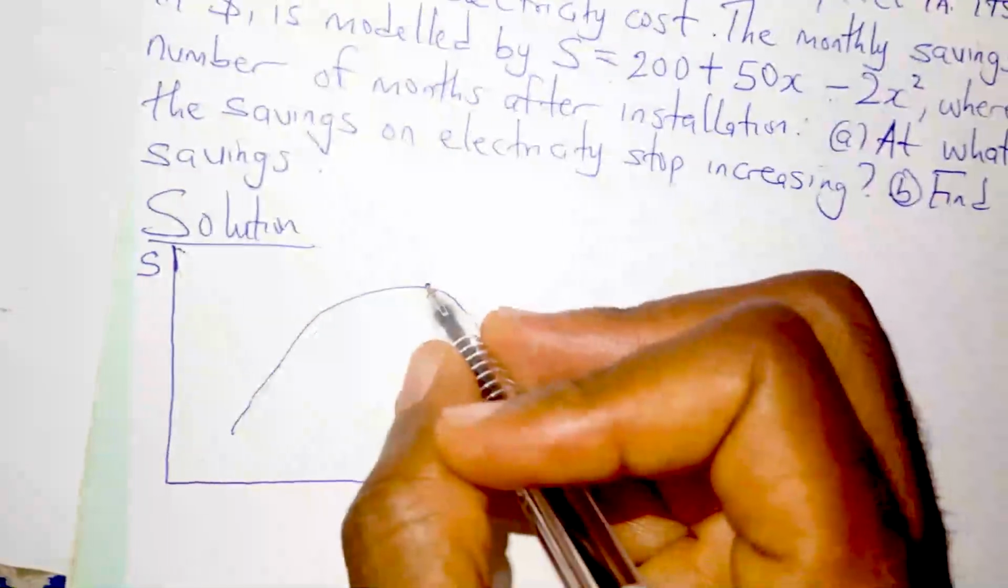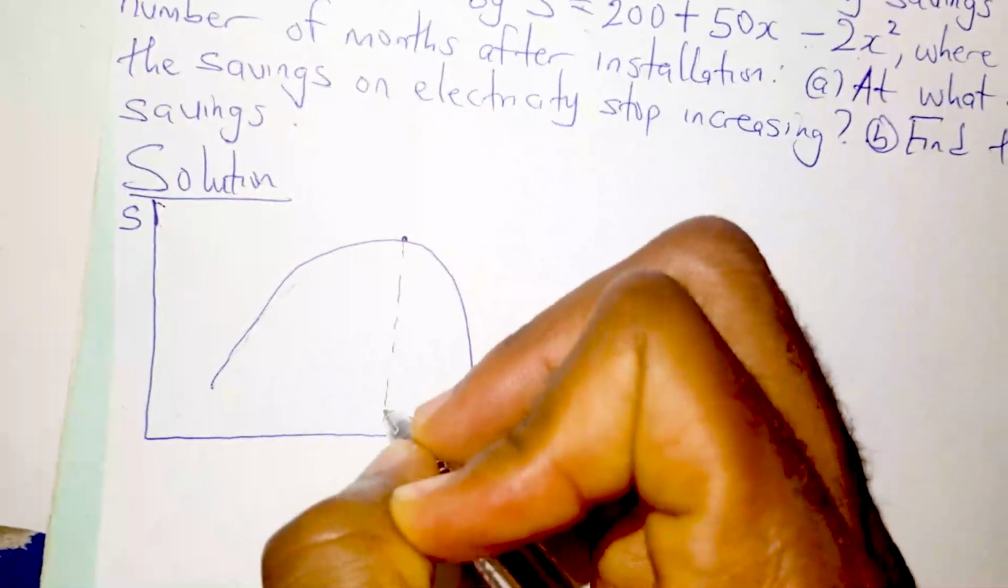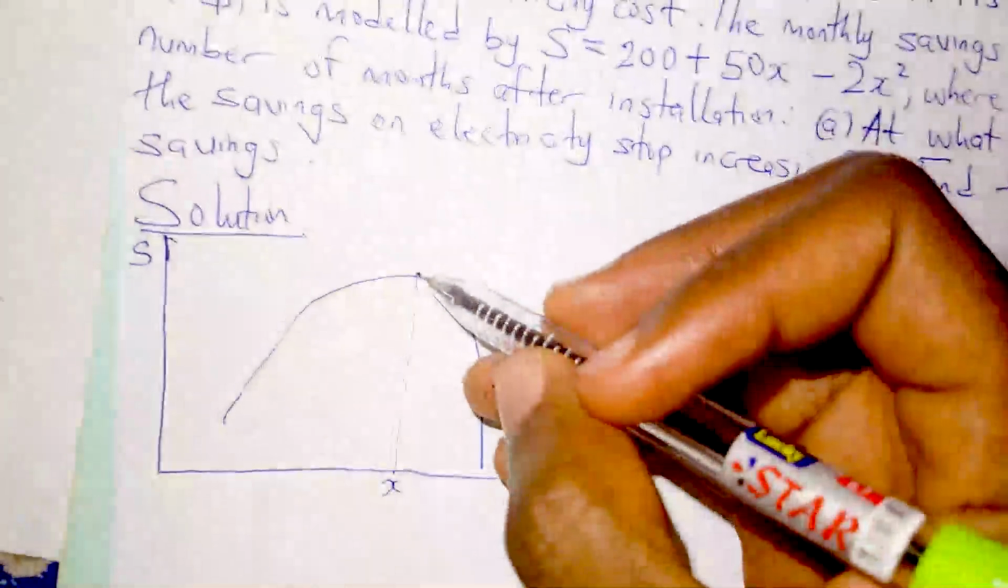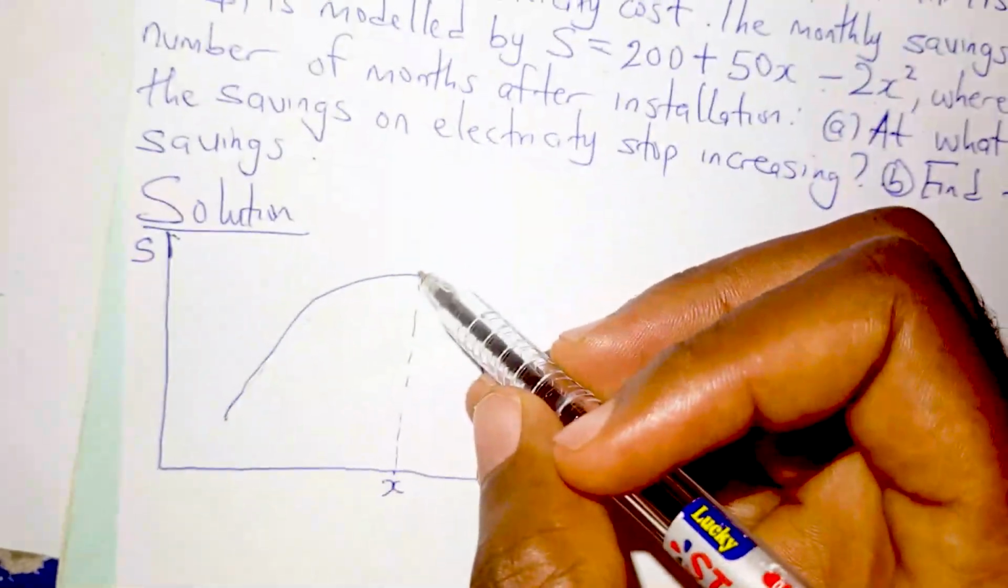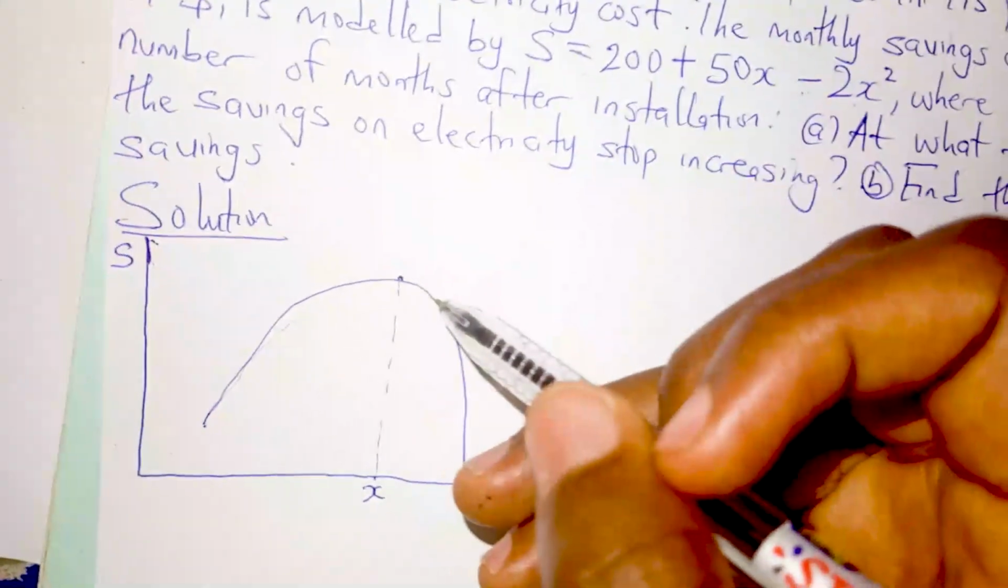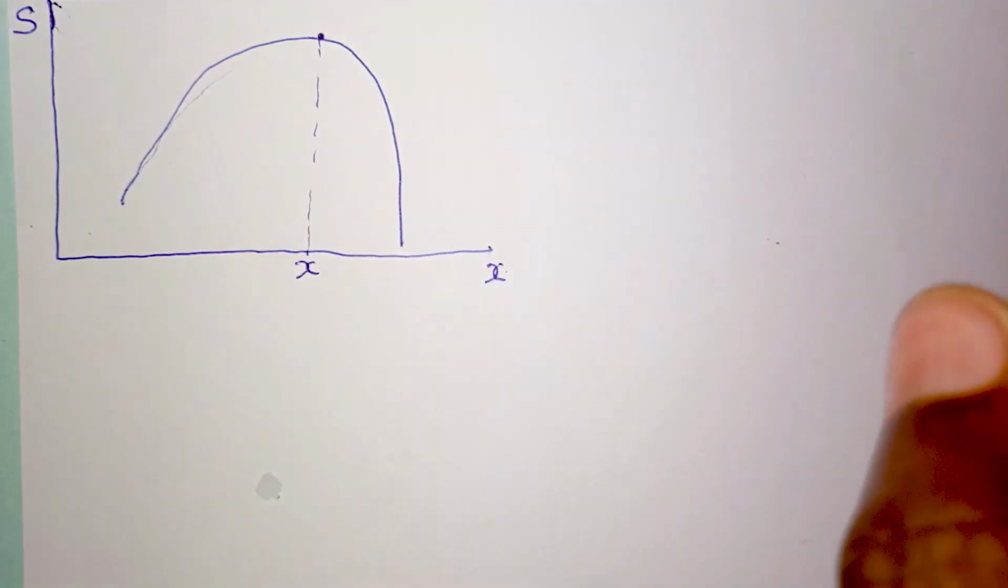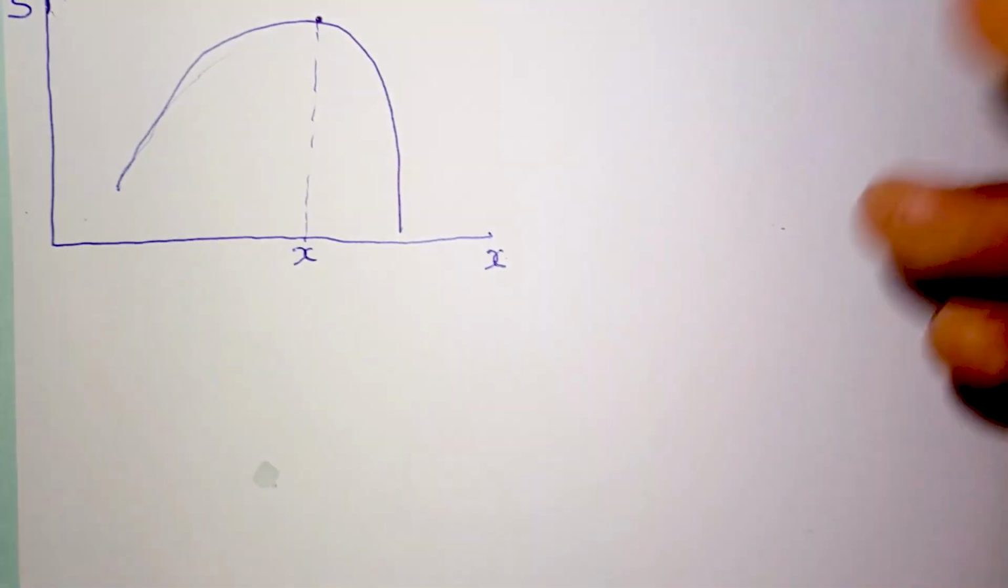So we want to know the month, that's the value of x where this occurs. We want to know the value of x where the parabola stops increasing. That's when the savings stop increasing. Now, how do we do this? How do we investigate the stationary points of a curve?